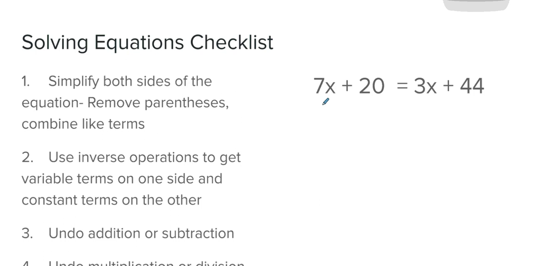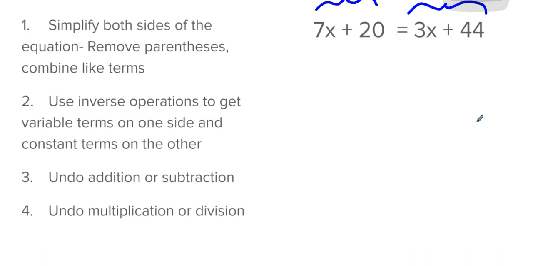are both sides simplified? Yes, both sides are simplified, right? There's nothing here on this side that we can combine or use the distributive for. Nothing on this side we could use the distributive to deal with. So we're straight to step 2, which is getting all the variable terms on one side, the constant terms on the other.